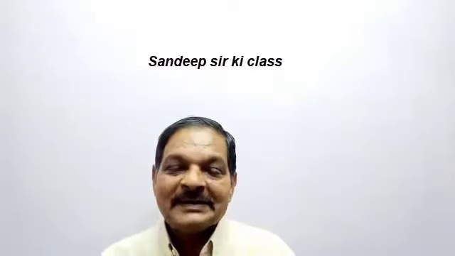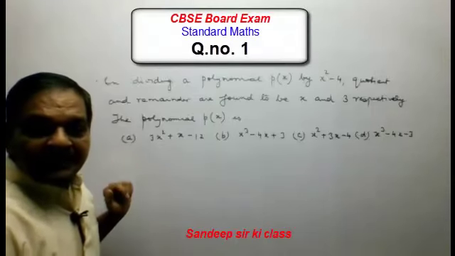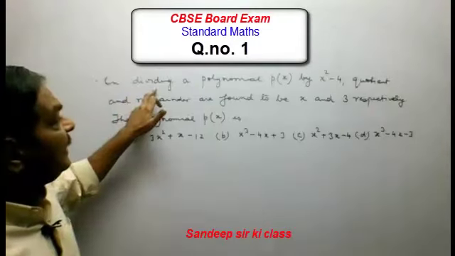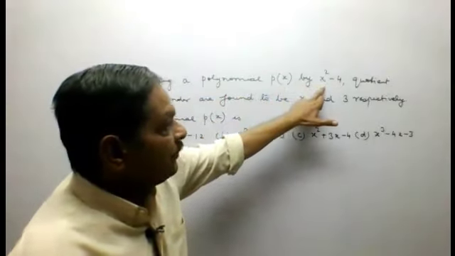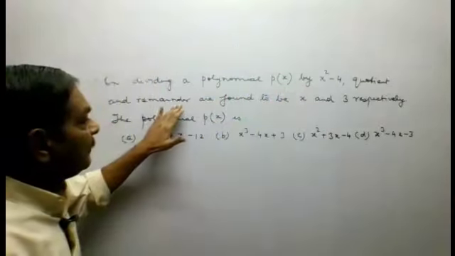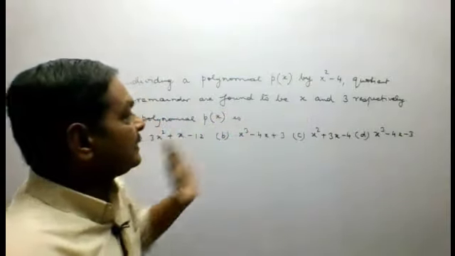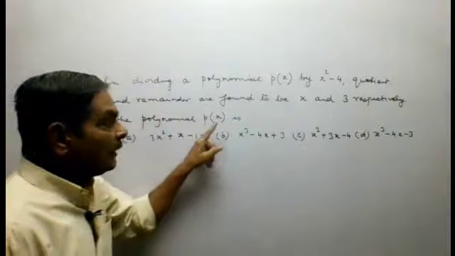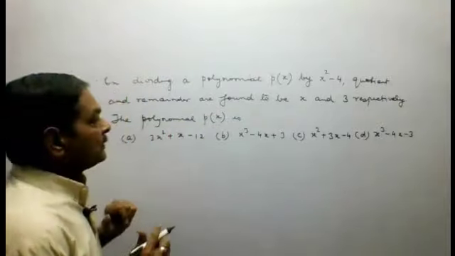Now, since there is inquisitiveness among many of the students, let us start the solution of the question paper. The first question is: on dividing a polynomial p(x) by x square minus 4, the quotient and remainder are found to be x and 3 respectively. The polynomial p(x) is, and these are the 4 options given to us.